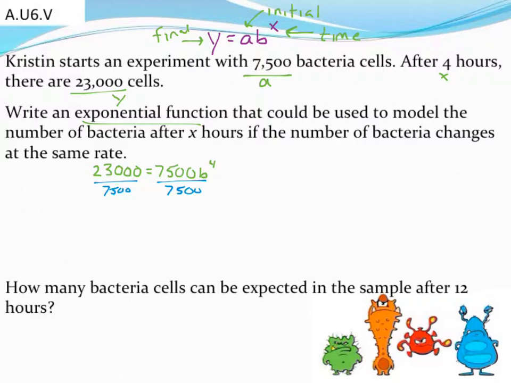And when I do that, I get an answer of about 3,067. Actually, I don't know if that's about or exact. I don't have my calculator in front of me. I'm just checking my notes. And then I get b to the fourth.